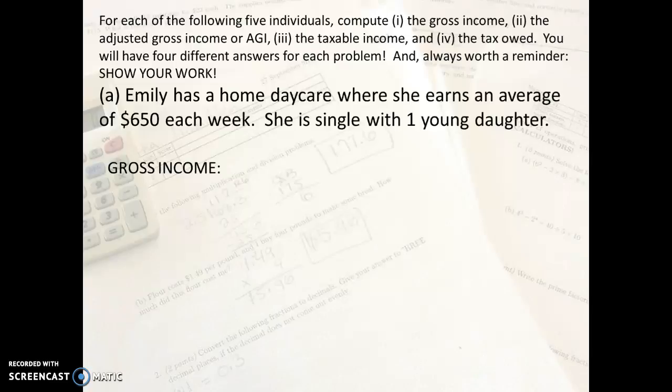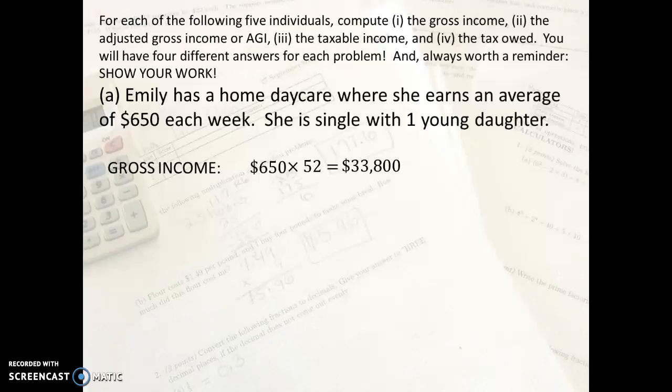Number 1 is gross income. Gross income is all the money that comes in. I don't care what sources, all the money that comes in. In this case, we're talking about $650. Oh, but that's each week, so let's multiply it by 52 weeks in a year. All the money that comes in is $33,800.